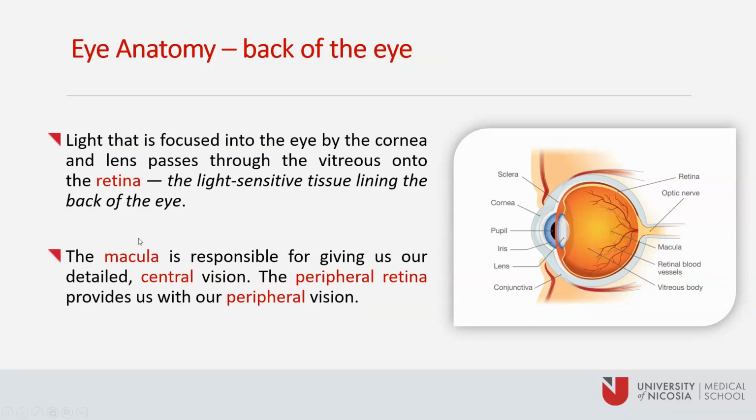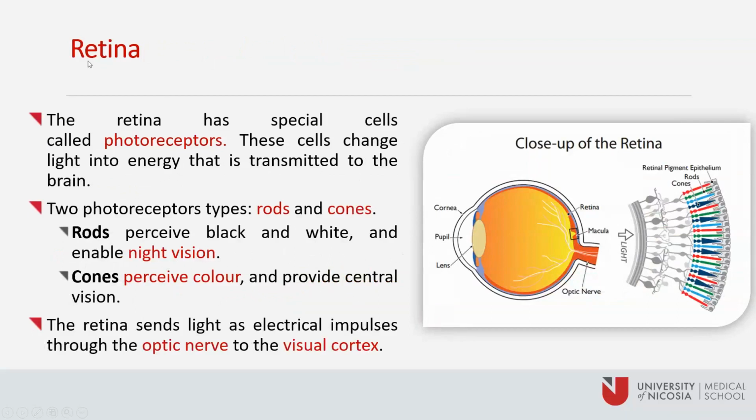In terms of the macula, this is the macula here, and it is responsible for giving us our detailed and central vision. The peripheral retina is for our peripheral vision. Now, let's focus a little bit on the retina. Why do we need to know about the retina in order to understand later on the studies that we performed?